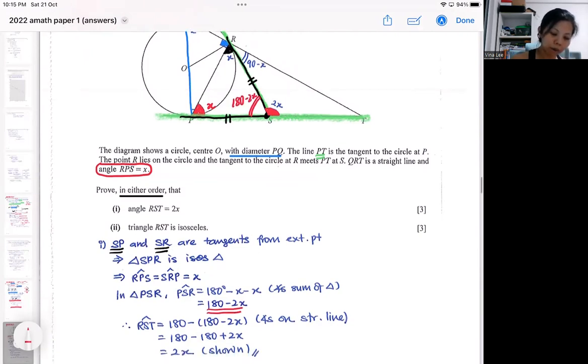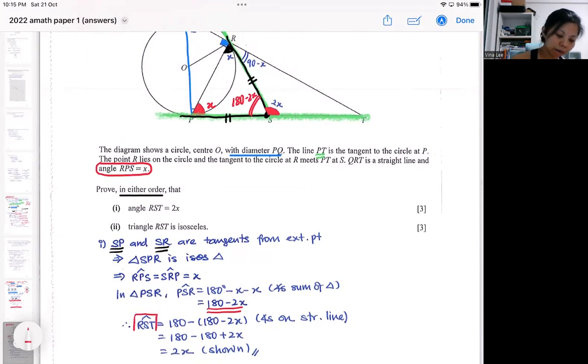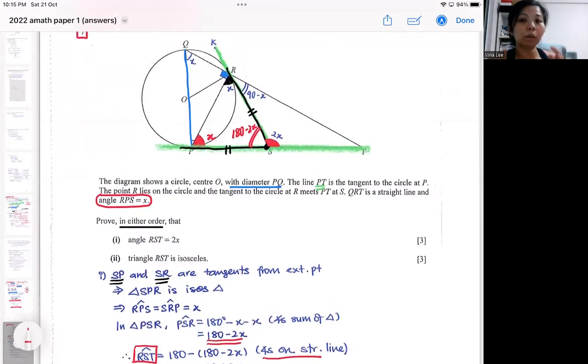And then you do the angle on a straight line for RST. You will still get the 2x that the question wants. So if you don't prefer the exterior angle of a triangle, you can still go for the traditional way of angle sum of a triangle and angle on a straight line, and that gives you the 3 marks already. But the requirement is that you see the tangent from the external point. So that is done already. With that done, you continue with whatever we need for the second part.